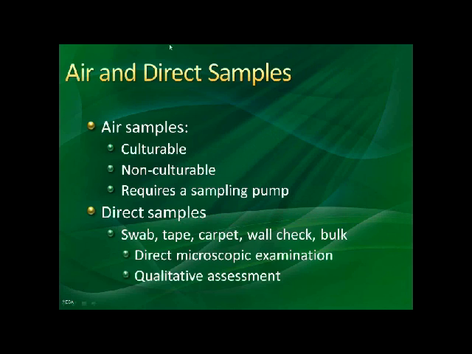There are air and direct samples. As you can see on the slide, there are many types of air samples. It could be culturable or viable, or non-viable or non-culturable. Either of those methods for air sampling requires a pump. Direct samples are numerous: swabs, tapes, carpet checks, wall checks, bulk sampling. But those require direct examination by the lab, and those will only produce results like low, medium, high, moderate, heavy, many. An air sample will give you numbers: X amount per cubic meter of airspace.